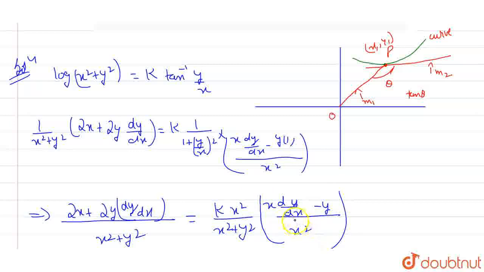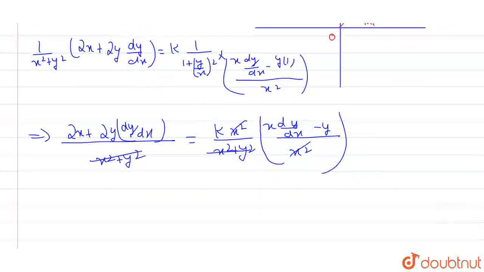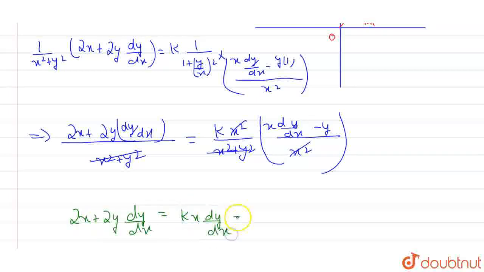Now we can see that some terms are cancelling out with each other. This x square with this one. The denominator part of both sides is cancelling out. So we are left with 2x plus 2y dy by dx equals kx dy by dx minus ky. These are the terms we are left with.